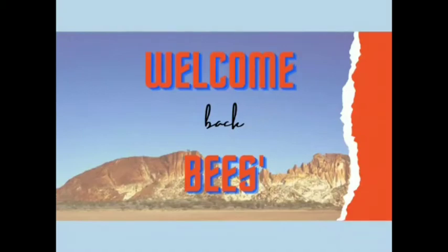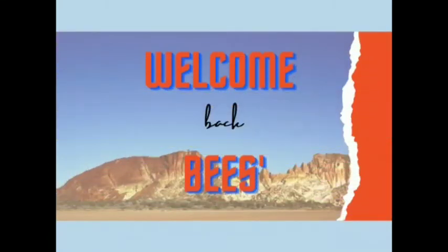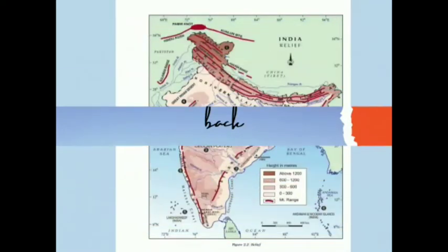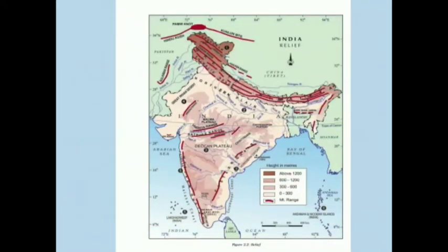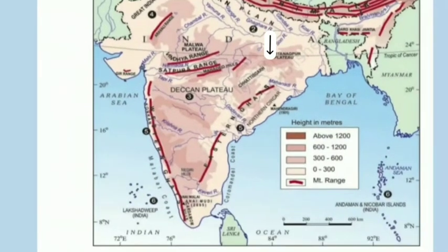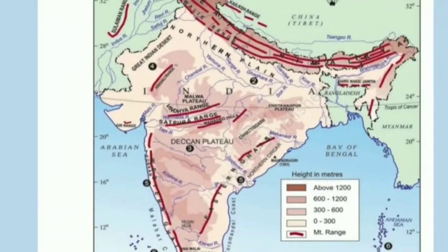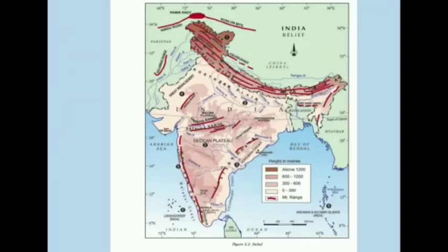So let's get started with our next physical feature, Peninsular Plateau. If you look at the Indian map, we can see that we have already completed the Himalayan ranges and northern plains. So now today we are going to deal with the southern part of India, that is the Peninsular Plateau, the coastal plains, the islands, and also the western part, that is the desert. So let's start with Peninsular Plateau.